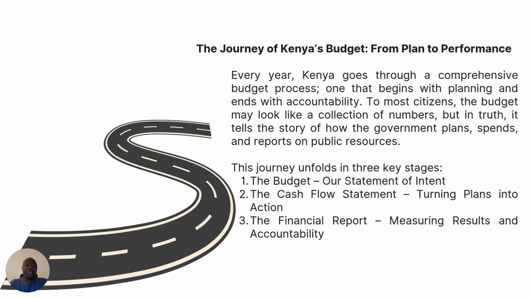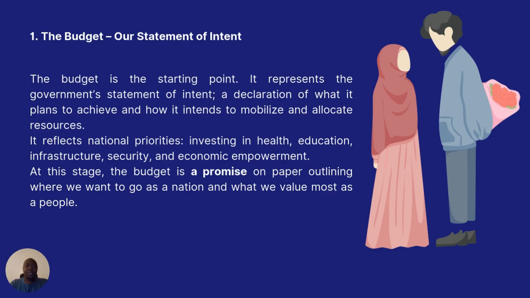Number one, we have the budget process, which in this regard I call our statement of intent. Then number two, we have the cash flow statement, which is turning plans into action. Then lastly, we have the financial report, which is basically about measuring results and accountability. So I'll take you through the three of them, beginning with the budget process, which is our statement of intent.